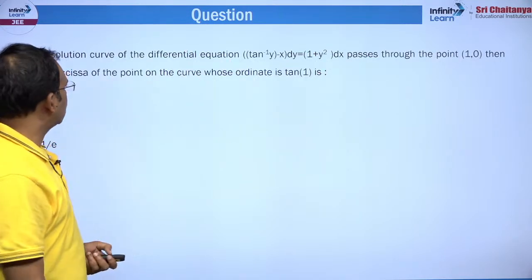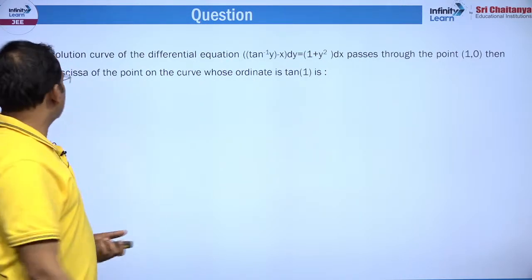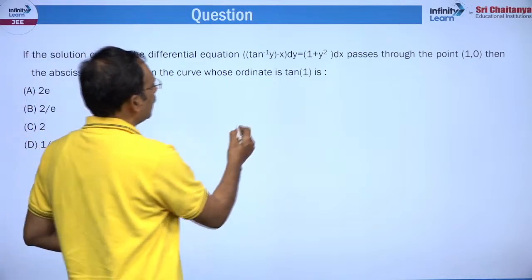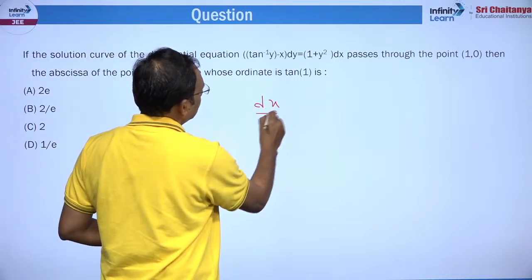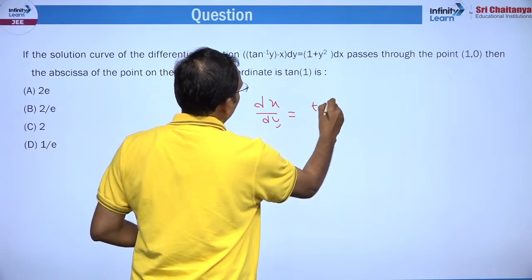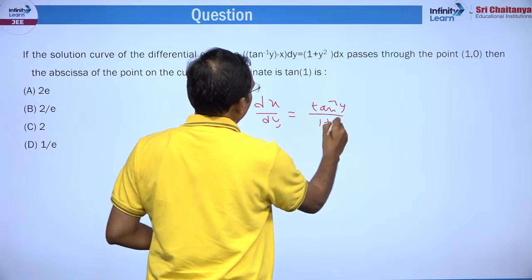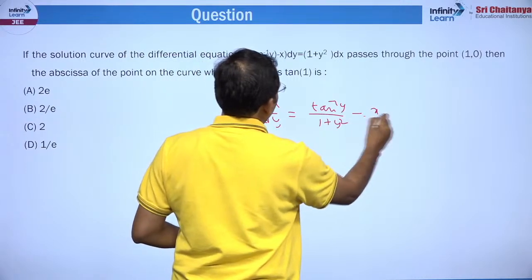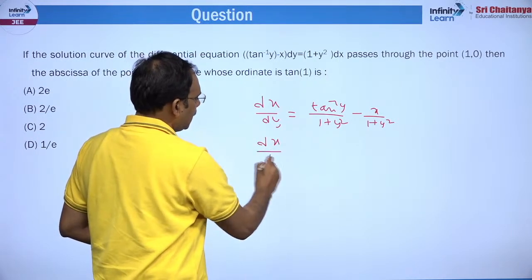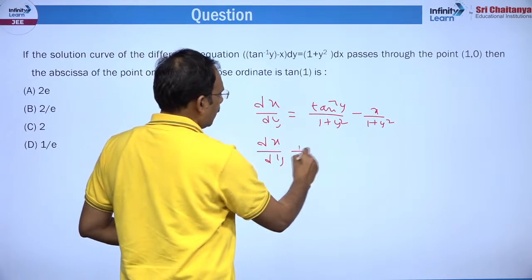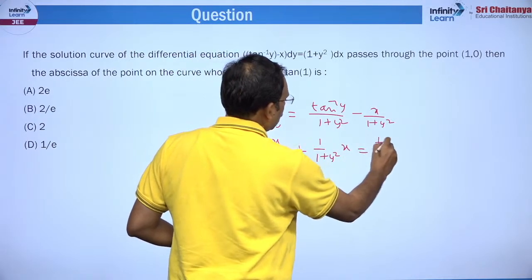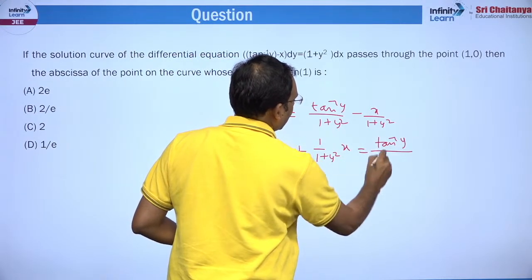Okay, dear students. Next, you see this question, the differential equations related one. You can write, friends, here dx by dy is equal to tan inverse y by 1 plus y square minus x by 1 plus y square. Now, my dear friend, this is LDE: dx by dy plus 1 by 1 plus y square into x is equal to tan inverse y by 1 plus y square.